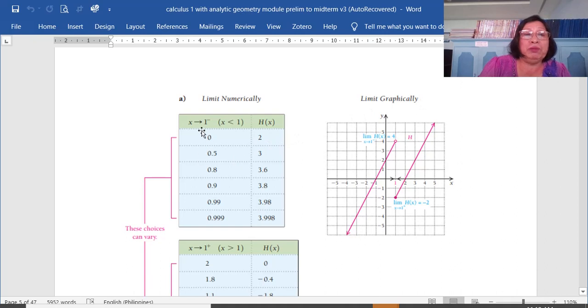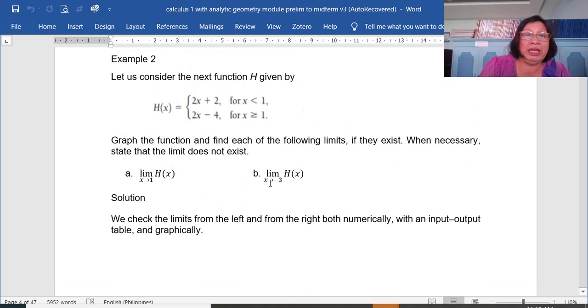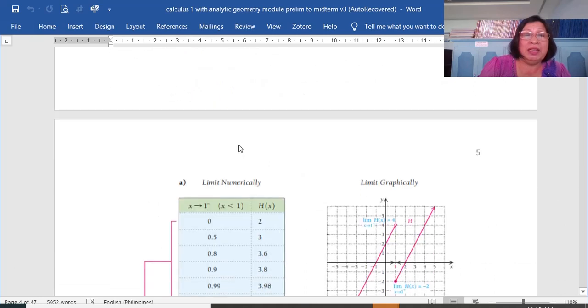Okay, we have the limit numerically. As x approaches to 0, the value is 2. As it approaches to 0.5, the value is 3. At 0.8, the value is 3.6. So we have the same values.